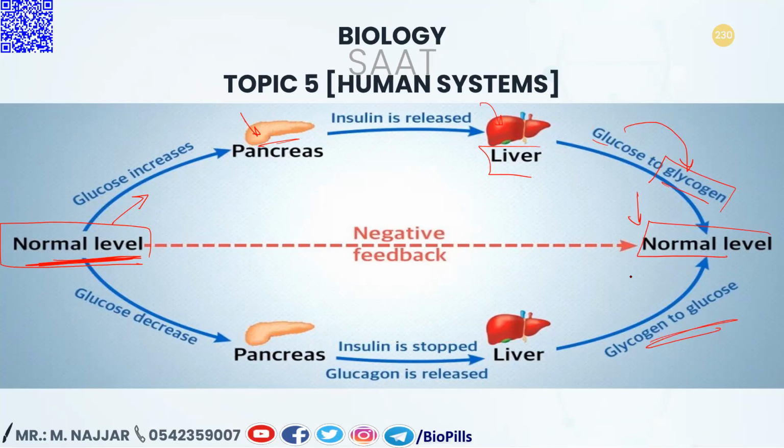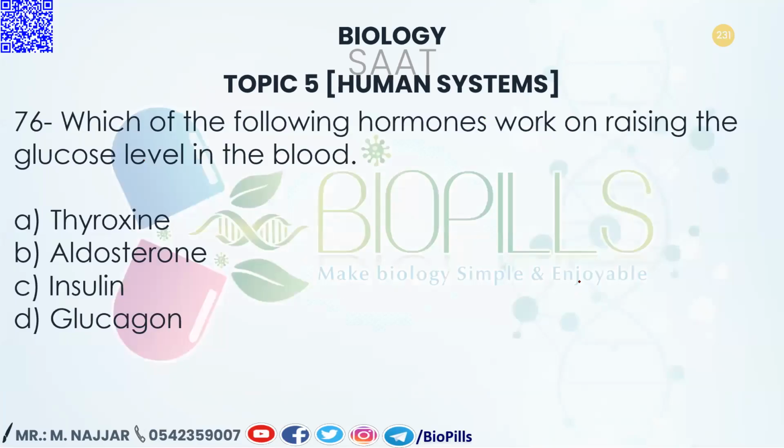On the other hand, if there is a decline in the glucose level, the same thing happens from the beginning: the nervous system detects this and sends a message to the hypothalamus, then to the pituitary, then to the pancreas to secrete glucagon. Insulin will be stopped, so it is a negative feedback, and glucagon will order the liver to do the opposite, to break down the glycogen into glucose. The glucose will be released in the blood, returning the blood glucose level back to the normal or set range. So this is the extension of the explanation.